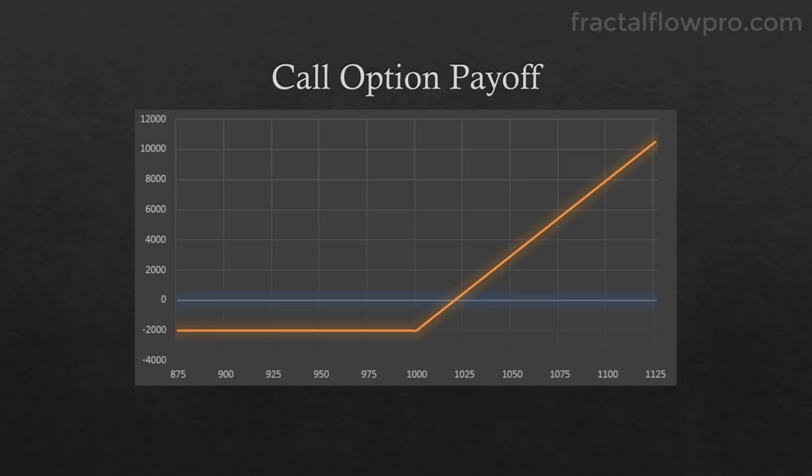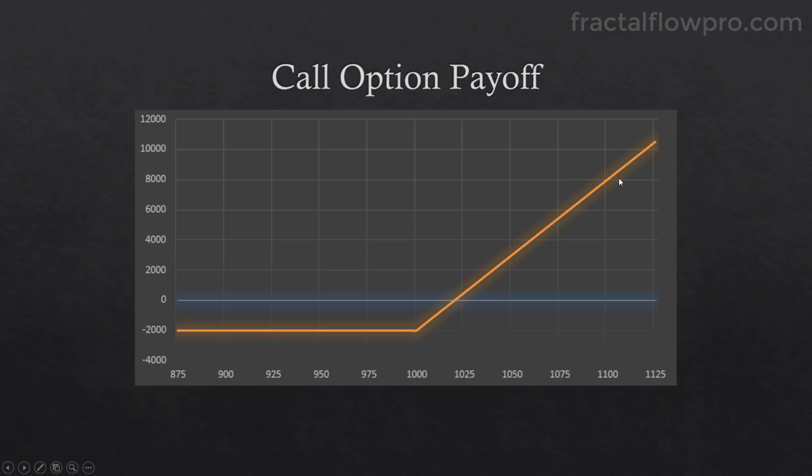In this chart, we have the underlying stock price at the expiration date in the x-axis and the net profit in the y-axis. Notice that when the underlying stock is at $1,000 and below, it doesn't make sense to exercise the option, so the maximum loss is limited to the option premium paid. However, the more the underlying stock rises above the strike price of the call option, the higher the profit.